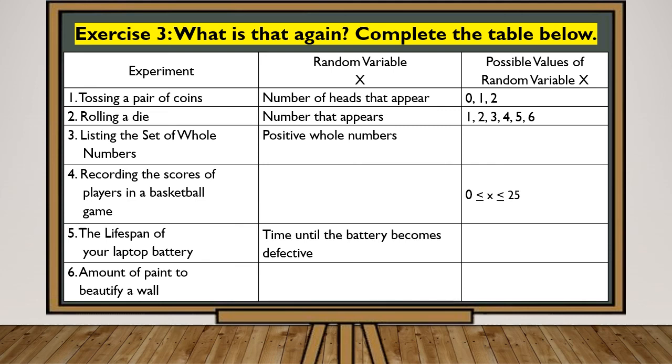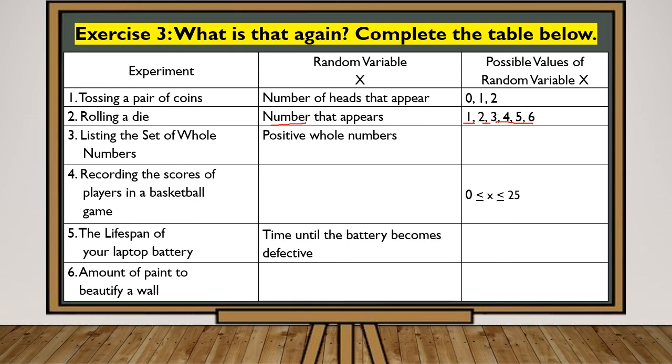Next, rolling a die is already given. The random variable is the number that appears or the number of spots. So we only have the possible values. So the possible outcomes that you will get when you roll a die is either 1, 2, 3, 4, 5, and 6. It is only until 6 because the die has a maximum of 6 spots.